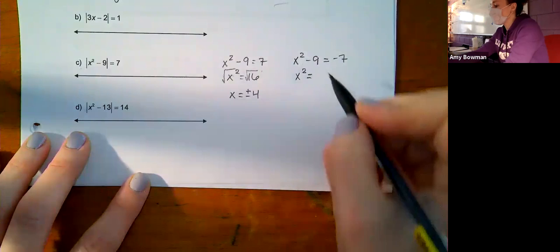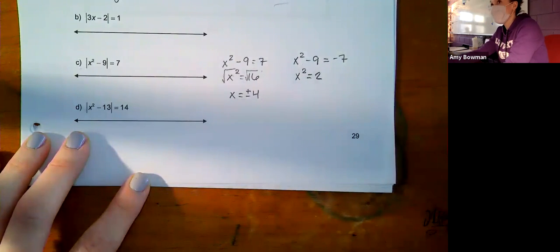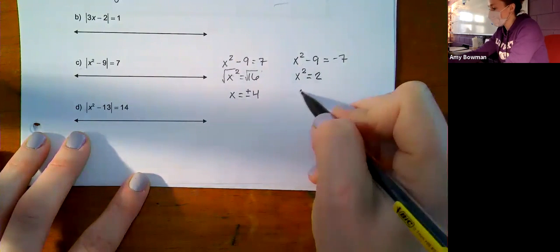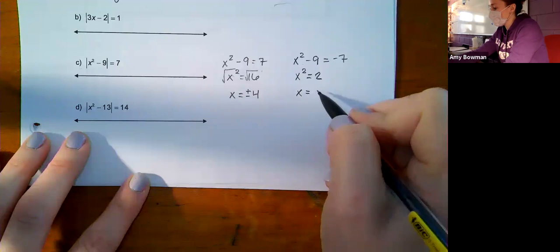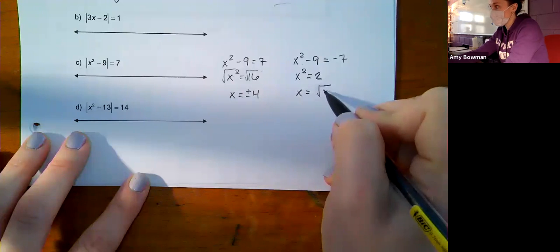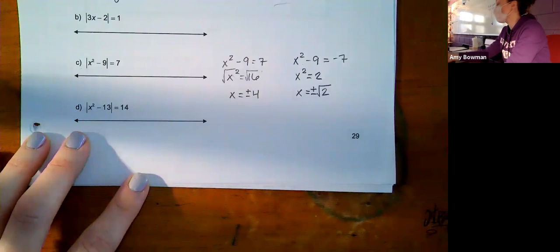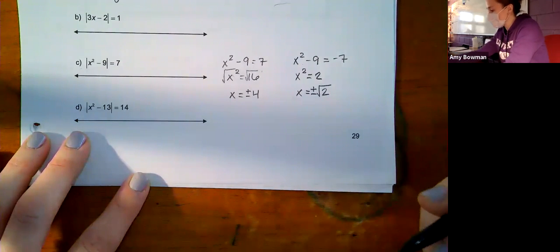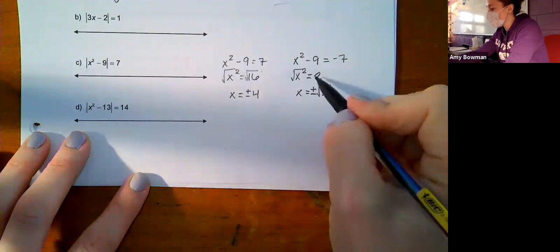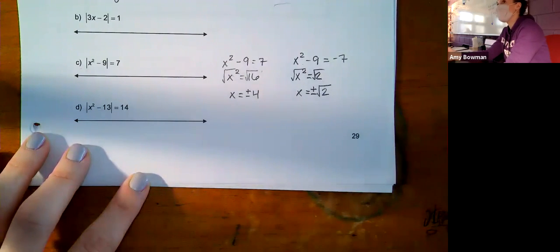Negative 7 plus 9. Solutions for x: the square root of 2 or the negative square root of 2. So every time you take that square root, you have to account for the possibility of it being the negative root as well. So how many solutions do I have here?